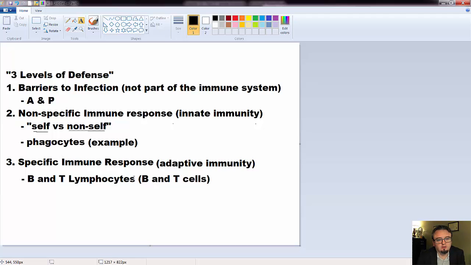And the way that these work is that you have literally billions upon billions of specific types of B and T cells, and each one will respond to a particular antigen. So rather than responding on a self versus non-self basis, where everything's either part of the body or it's foreign, in this case each cell will recognize one particular type of foreign particle or foreign microbe, and the term is called an antigen.